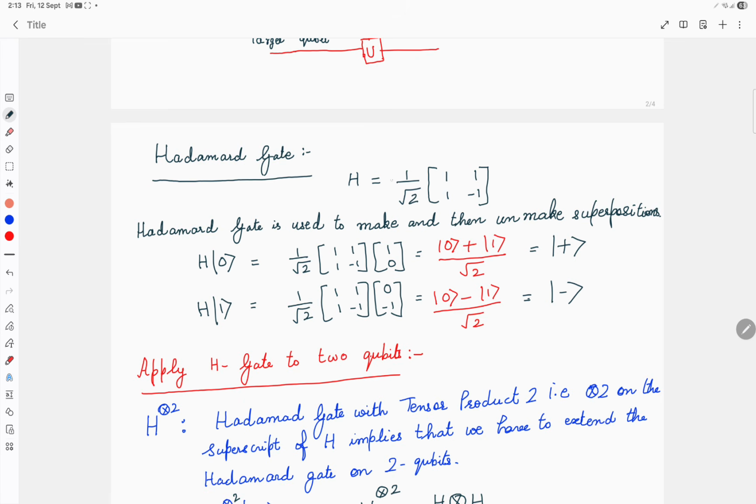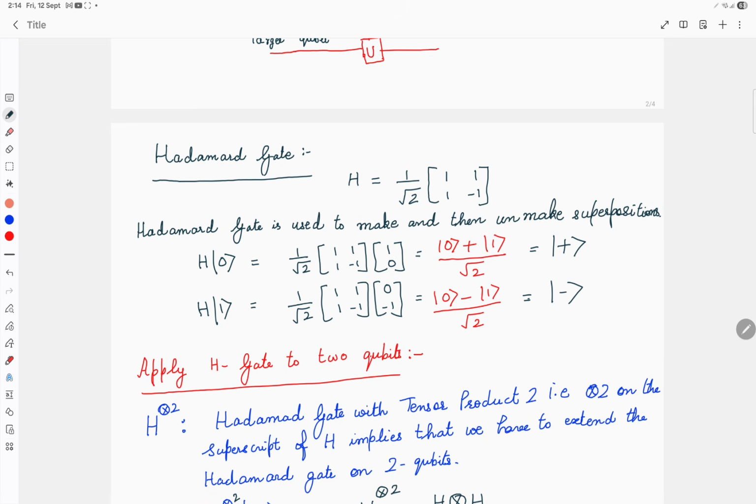Now the matrix representation of the Hadamard gate is given by this 2 cross 2 matrix. So this is a single qubit gate. Once you apply the Hadamard gate on ket 0 and solve this expression, you will obtain (ket 0 plus ket 1) over under root 2. The normalizing factor is 1 over under root 2, and this particular state is also known as ket plus.